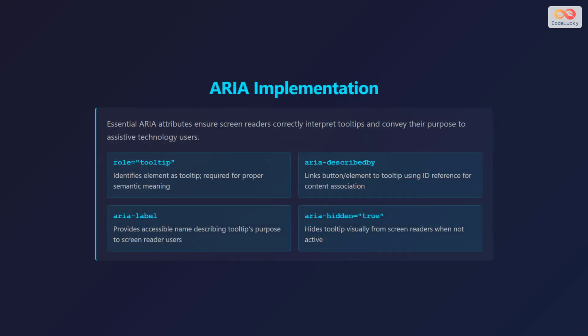ARIA stands for Accessible Rich Internet Applications and provides special code to make tooltips work with screen readers. The role equals tooltip attribute identifies the element as a tooltip, so assistive technology recognizes it. The aria-describedby attribute links a button or element to its tooltip using an identification reference for content association. The aria-label attribute provides an accessible name that describes the tooltip's purpose for screen reader users. The aria-hidden equals true attribute hides the tooltip from screen readers when it is not currently visible. Using these 4 ARIA attributes ensures that everyone, including people using assistive technology, can understand and use your tooltips.